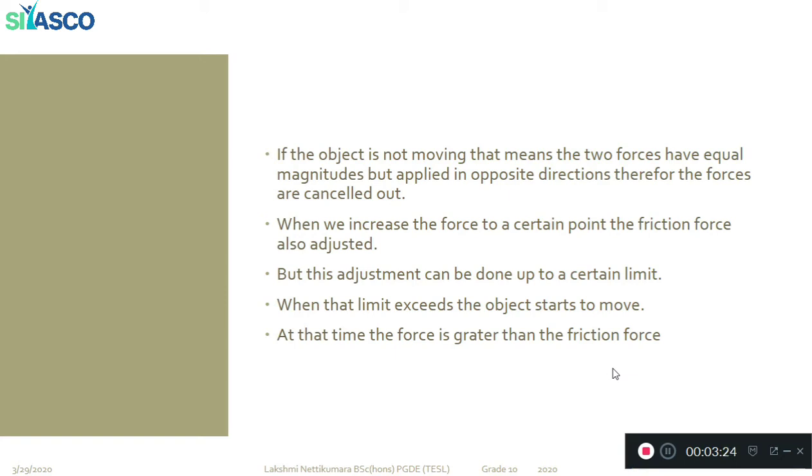When we increase the force to a certain point, the friction force is also adjusted. But this adjustment can be done only up to a certain limit. If you go beyond that limit, the object starts to move because now an unbalanced force is applied, and that is greater than the friction from the surface.